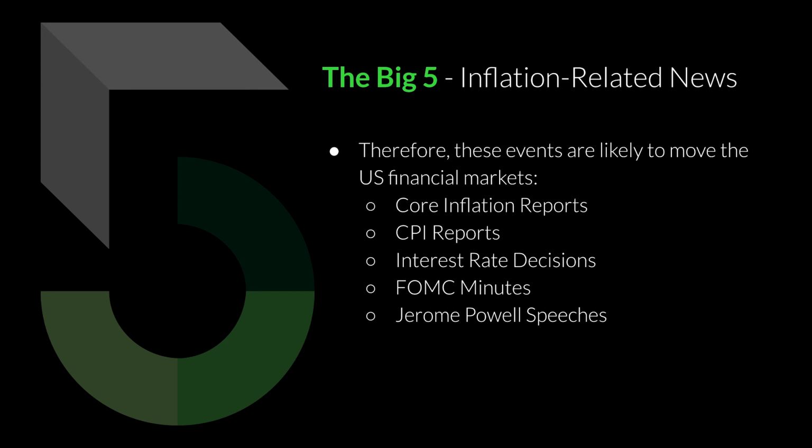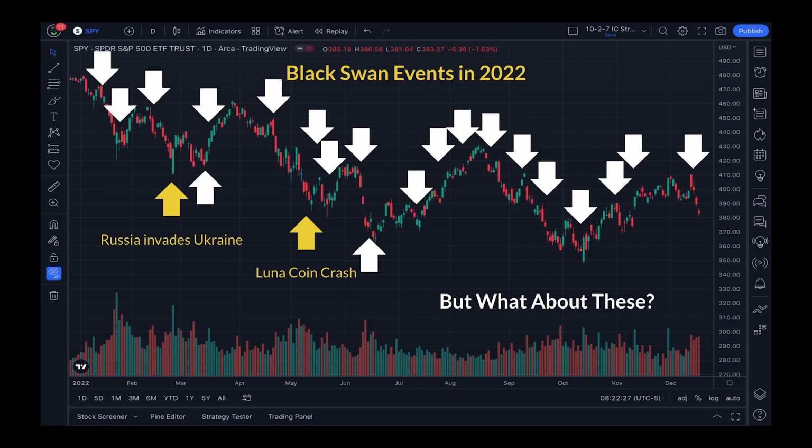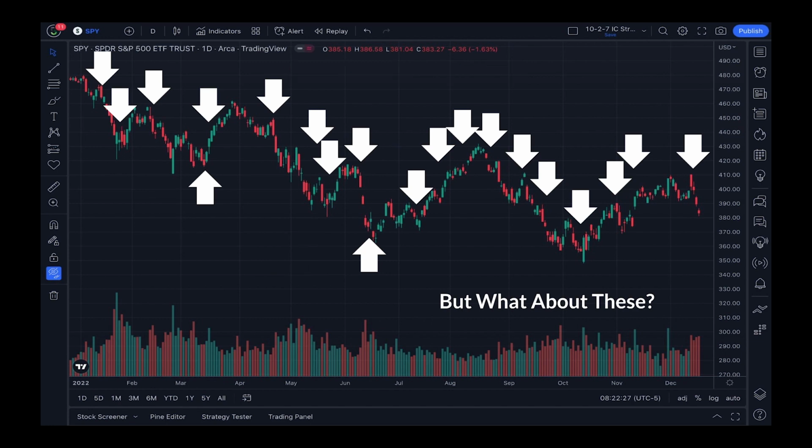So if you look out for these five, then you've got a pretty good handle on what's actually moving the markets nowadays. So let's come back to this chart. Remember, we're asking the question, what happened during these events that are shown here with the white arrows? So let's take away the black swans, and we're just going to focus on the white arrows. And we're going to look at the big five here.